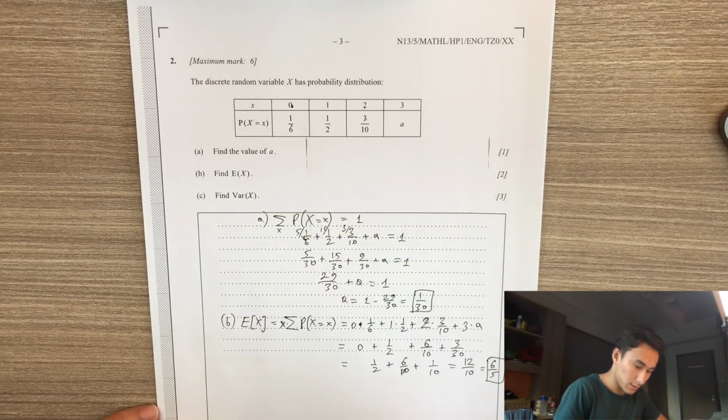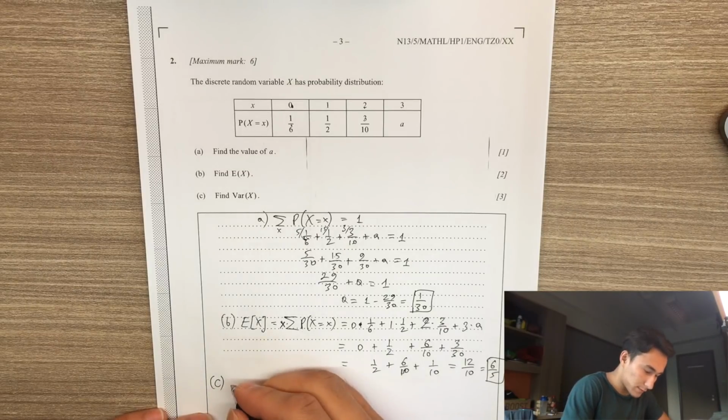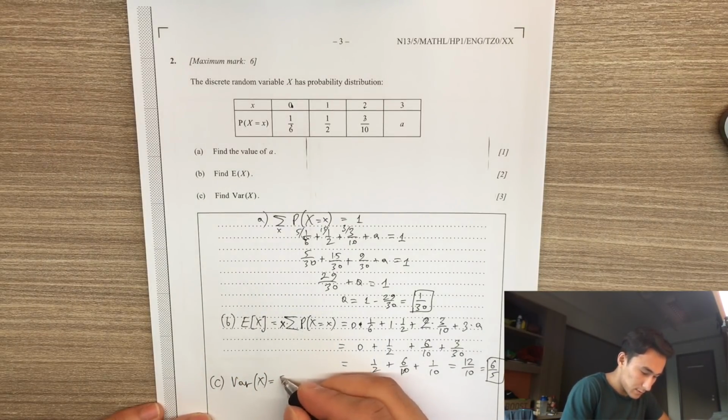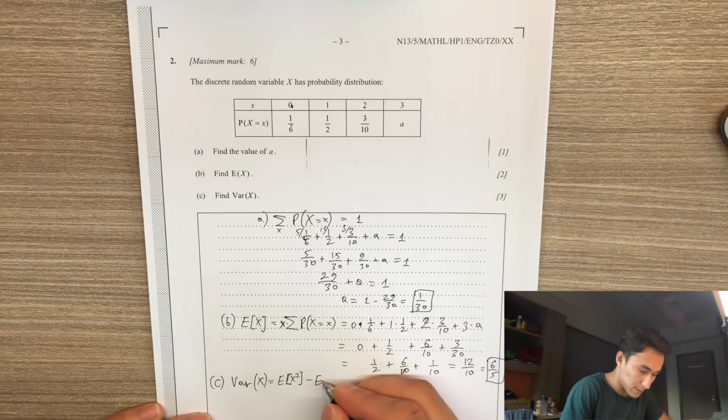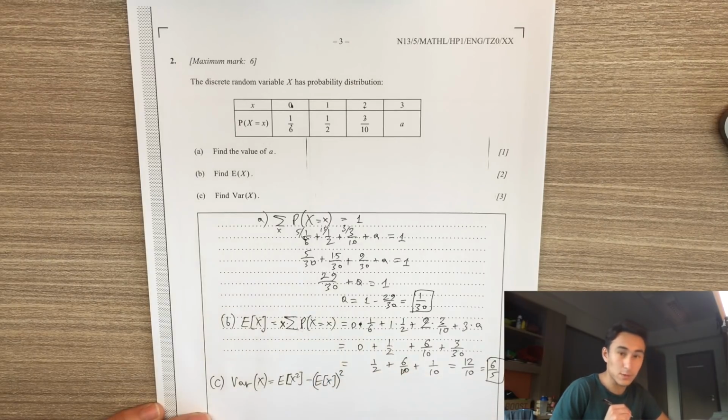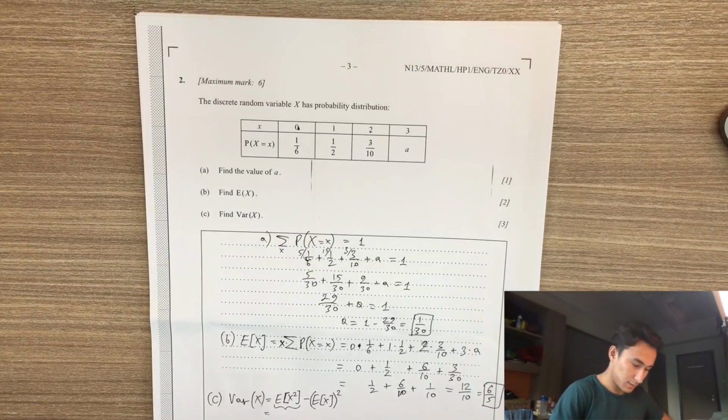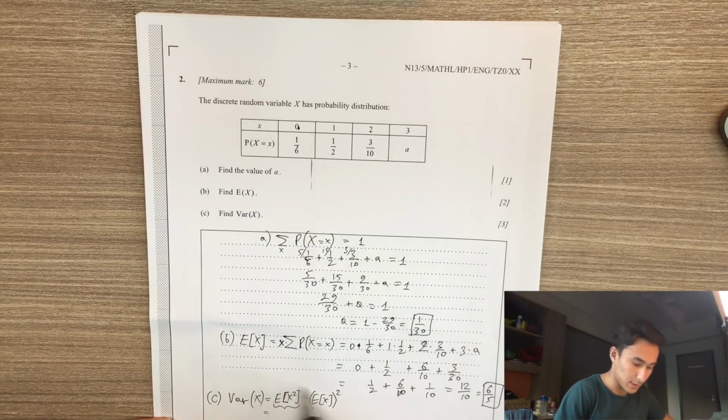Now the part C, find the variance. To find the variance, we use this formula: variance of x is equal to the expected value of x squared minus the expected value of x, the whole thing squared. So I have to calculate this part. Now let me take a new piece of paper.